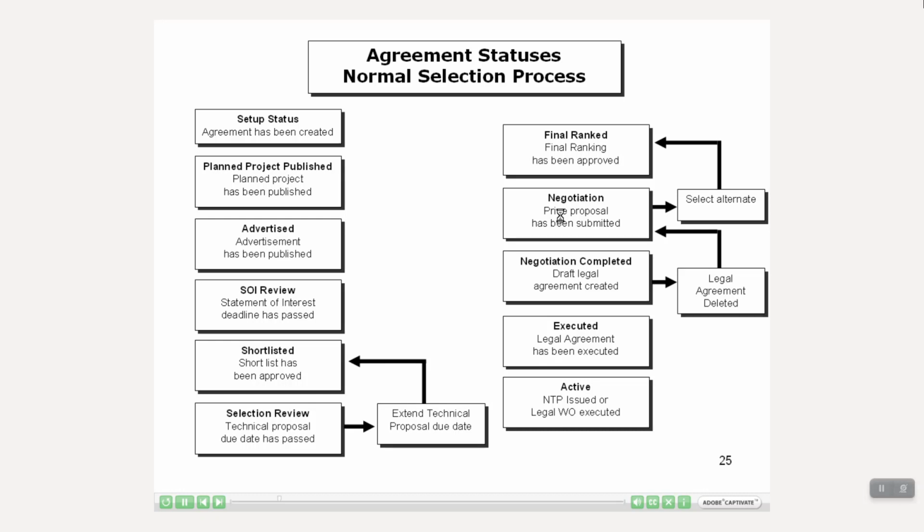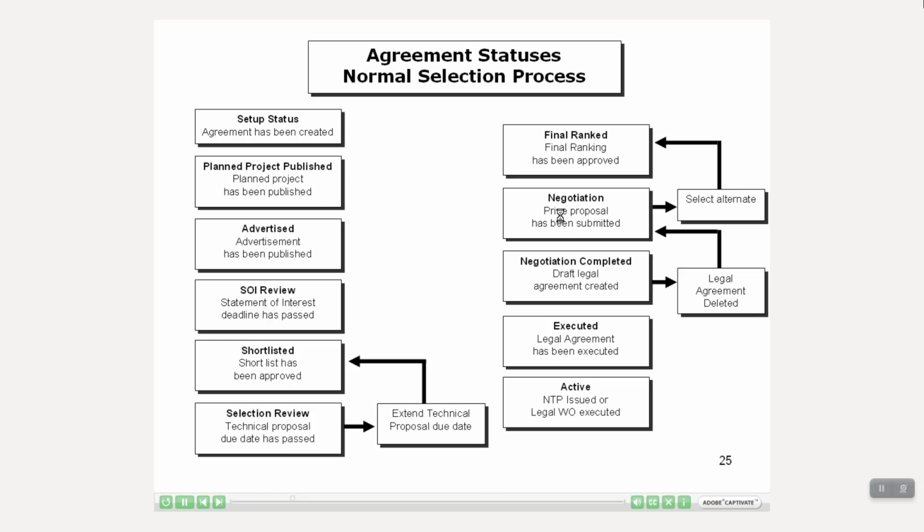I want to talk a little bit about the agreement statuses that you'll see in ECMS, and this covers the normal selection process. I want to talk about the difference with the modified selection process as well. As the agreement goes through the life cycle, you'll see that the statuses are a little clearer now to really tell you where that agreement is in the life cycle. The first status that you see there is the setup status, and this will occur once the agreement has been created in ECMS.